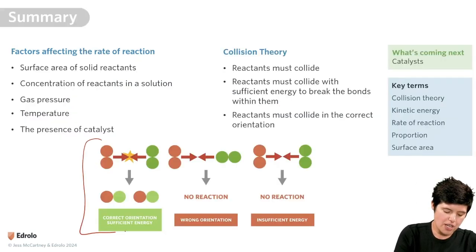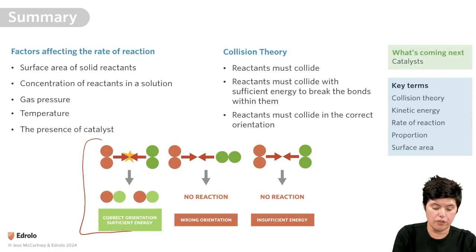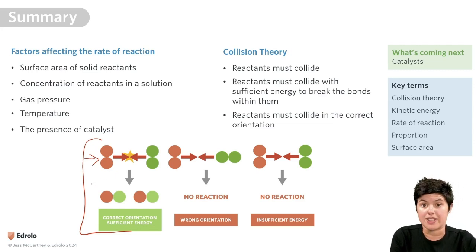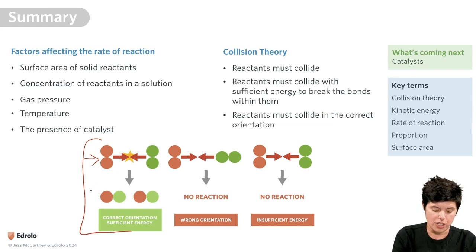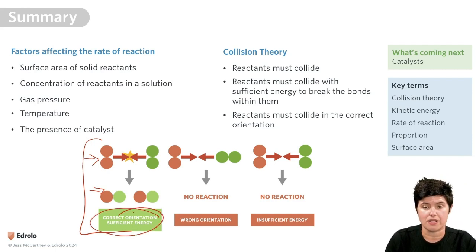So in summary, the three things that must occur for collision theory are: the reactants must collide, which is this one here. They must collide in the correct orientation, whatever that would be for that particular reaction. So the correct orientation must occur, and they must have sufficient energy to overcome the activation energy for that particular reaction.